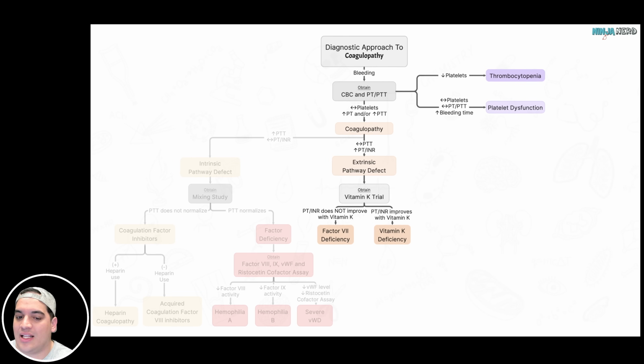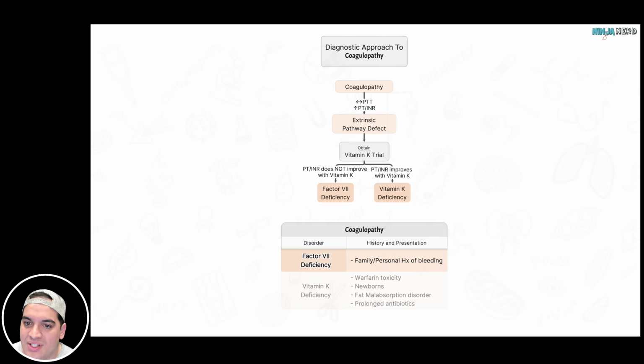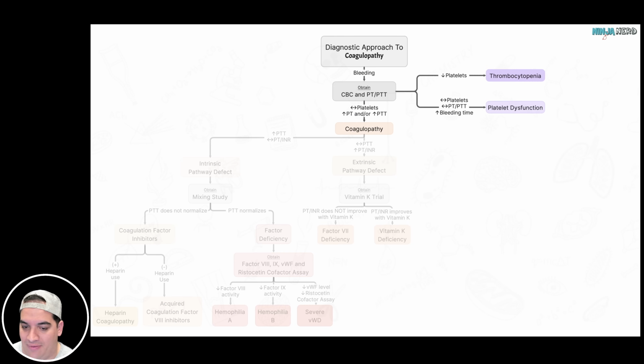All right, boom, roasted. Now here, let's take a second to remember. Again, with factor 7 deficiency, you're looking for a family history, a personal history of bleeding. But with vitamin K deficiency, you're looking for that warfarin toxicity. So look for a patient who's taking warfarin. That's a really important one. Look for newborns who didn't get an IV vitamin K injection upon their birth. Look for fat malabsorption disorder, so a patient with weight loss and steatorrhea, those foul-smelling fatty stools. And look for prolonged antibiotic use that could be suppressing their intestinal flora production. All right. Now, that covers the extrinsic pathway defects.